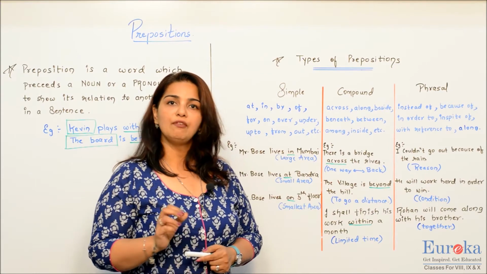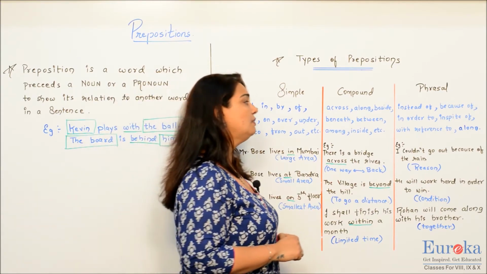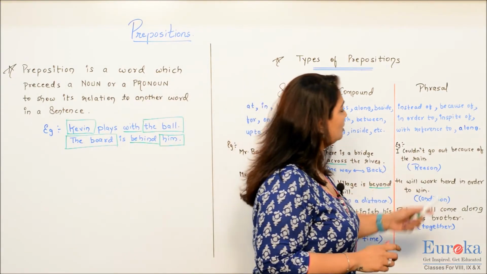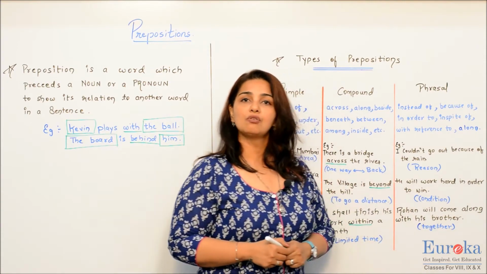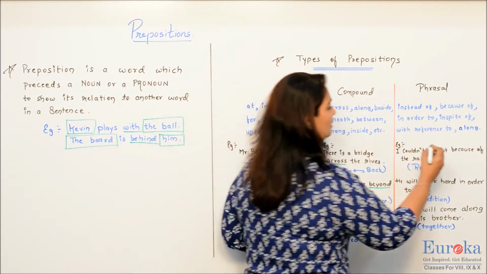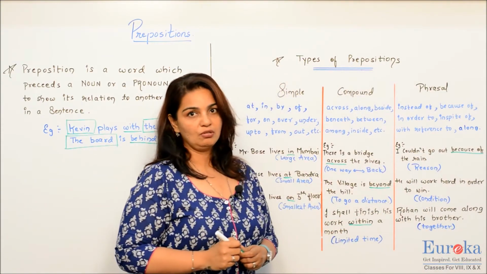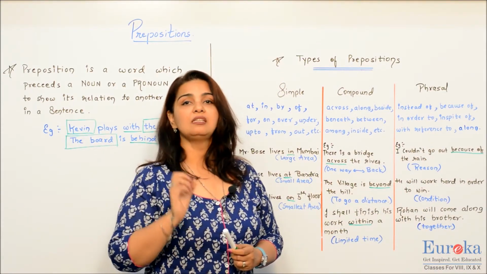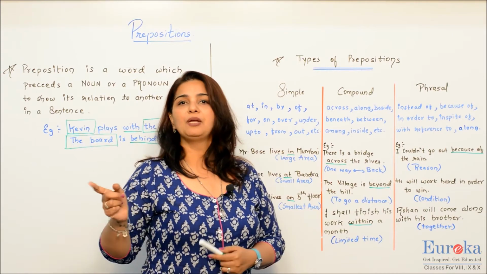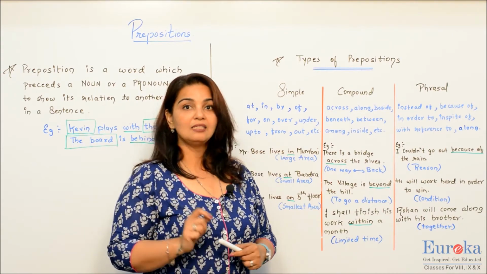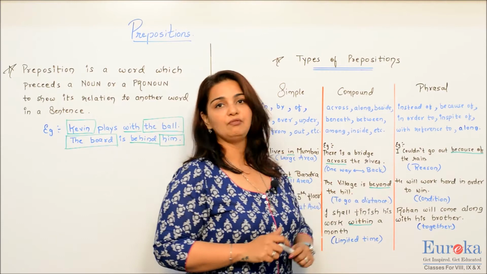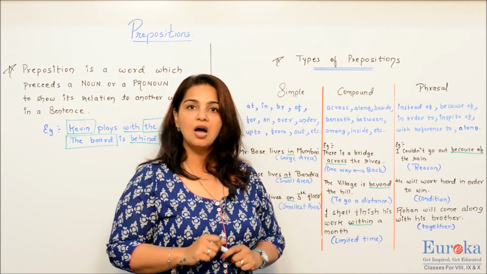So let's see a few examples of these phrasal prepositions. I couldn't go out because of the rain. Over here, because of is your phrasal preposition. This is your reason. Why couldn't you go out? Because it was raining. And that is known as the reason for not going out of your house.